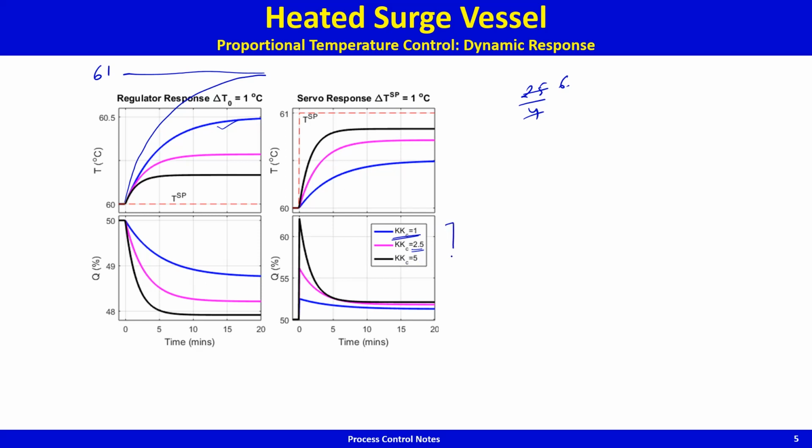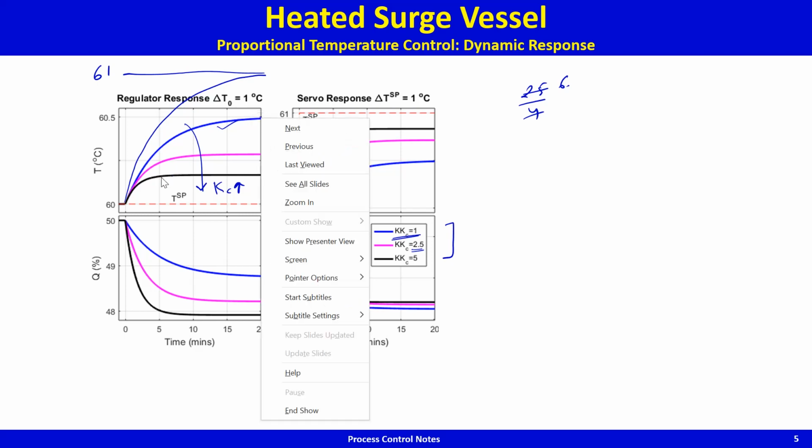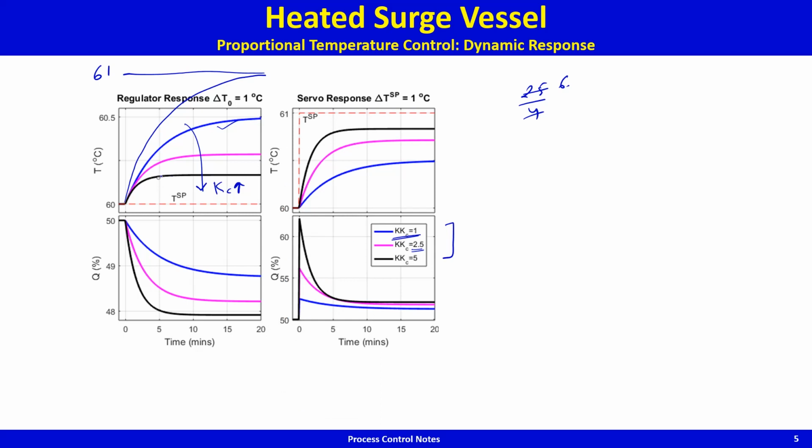So these were the results that I got. You see, as you increase the gain, Kc is increasing in this direction. As you increase the gain, you get a faster response. You reach steady state earlier. Here you are reaching steady state after so long. Here you are reaching steady state much earlier. As you increase Kc, the response becomes faster, and your deviation away from the desired value of 60 degrees Celsius becomes smaller.